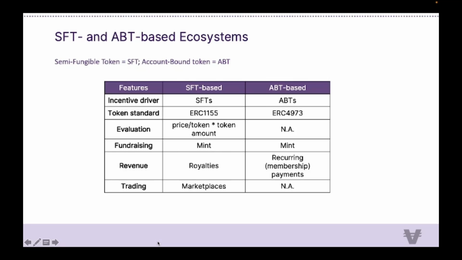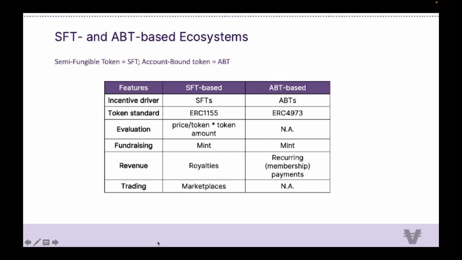Of course, the incentive drivers are the semi-fungible tokens. The token standard is ERC 1155. Evaluation is done by calculating the price per token times the token amount. Fundraising can be done through the mint. Revenue can be generated through the royalties, and trading takes place on marketplaces.